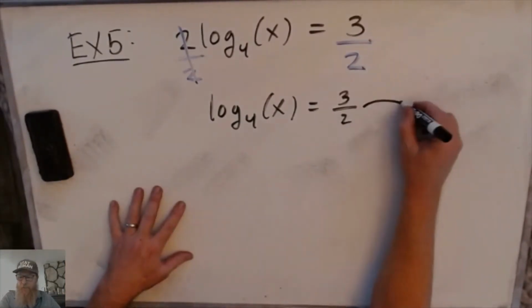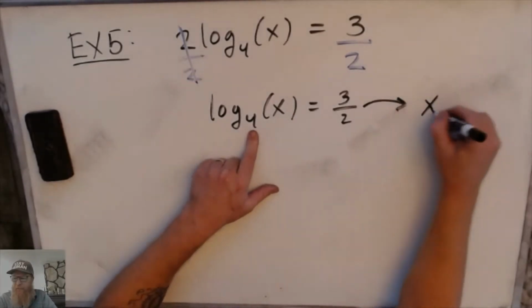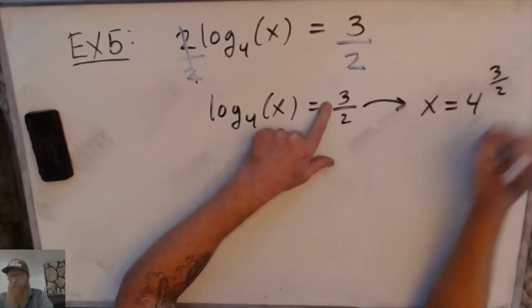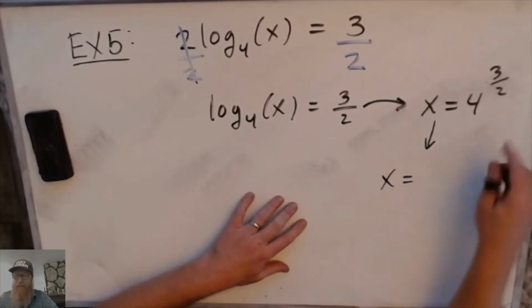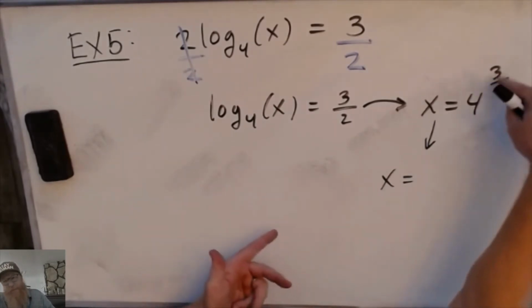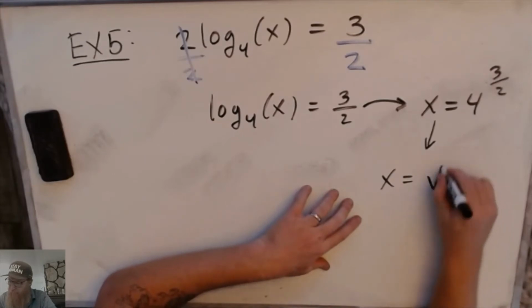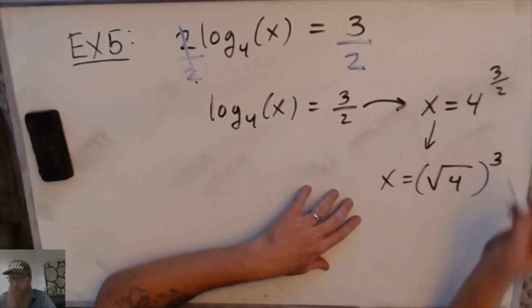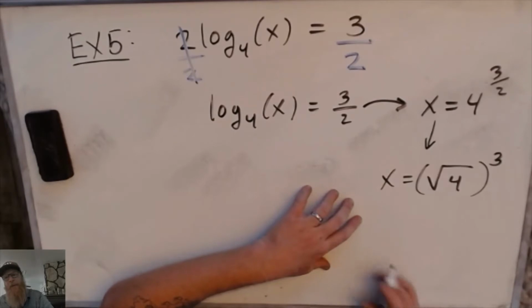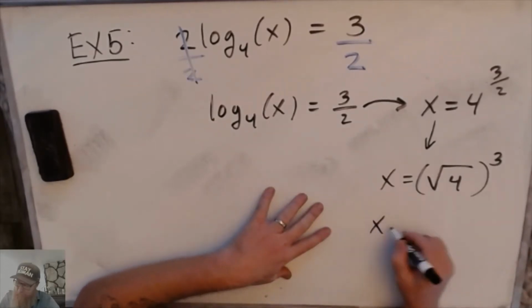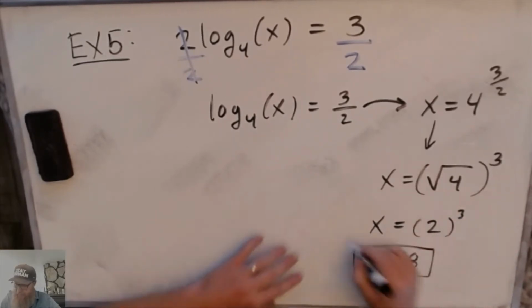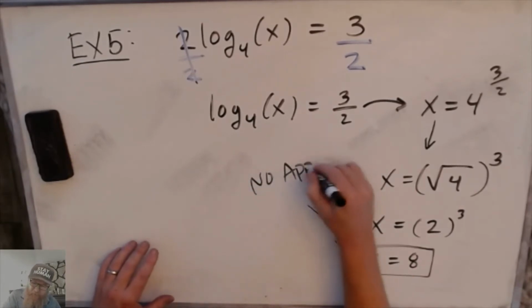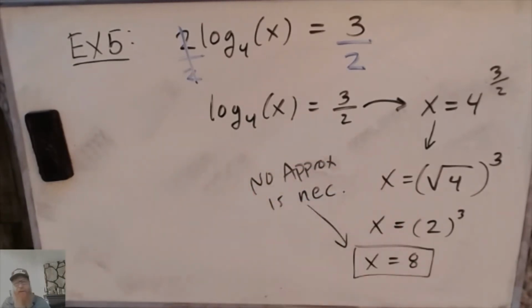All right, now we can use our exponential notation. The base is 4, and the power is 3/2. So that, we don't have to worry about the reciprocal because that power is positive. So that'll be the square root of 4 cubed. This one you don't need a calculator for because the square root of 4 is 2 and 2 cubed is 8. So no approximation is necessary. You just get an exact value of 8.